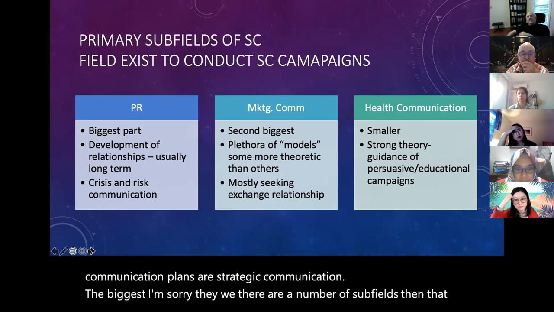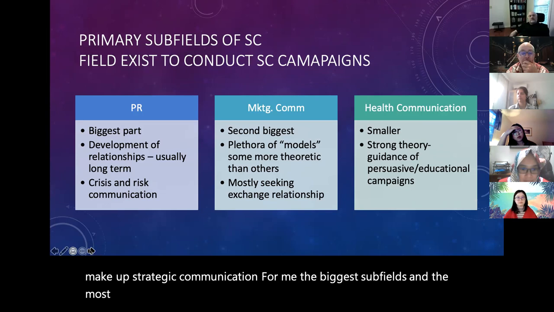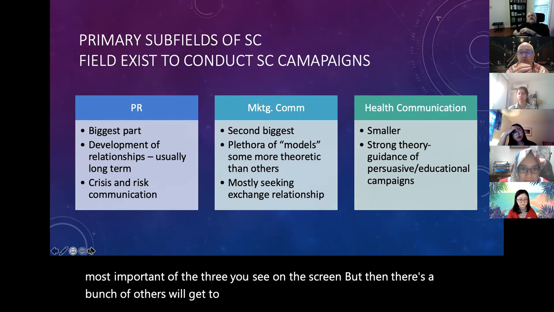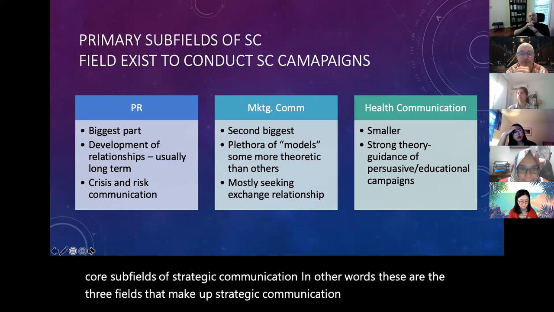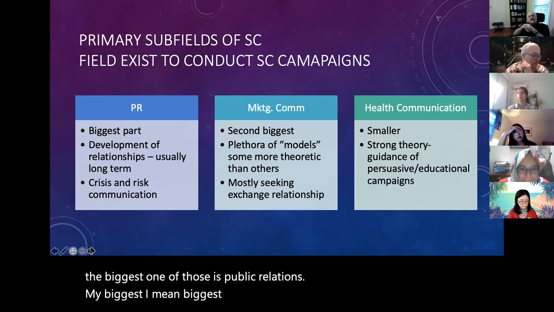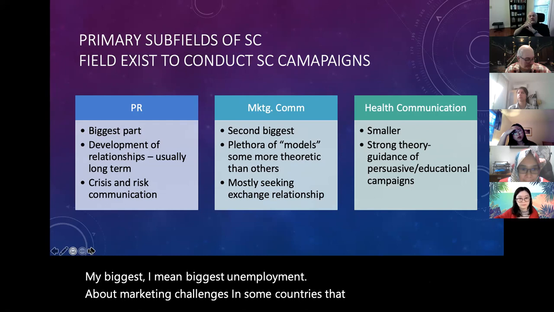For me, the biggest subfields and the most important are the three you see on the screen, but then there's a bunch of others we'll get to in a minute. These three are what I call the core subfields of strategic communication. In other words, these are the three fields that make up strategic communication as we think of it. And the biggest one of those is public relations. By biggest, I mean biggest in employment, although marketing challenges in some countries and some areas of the world. PR is the biggest part.